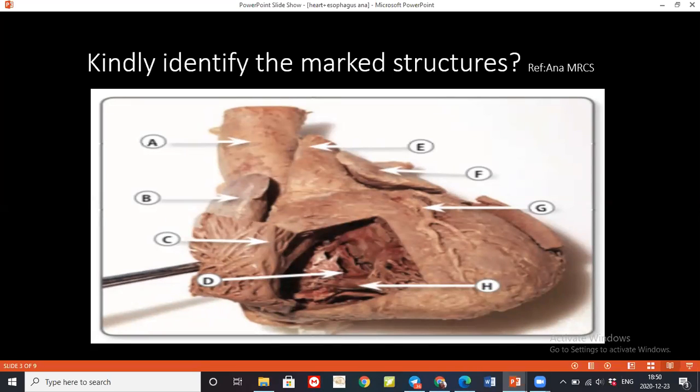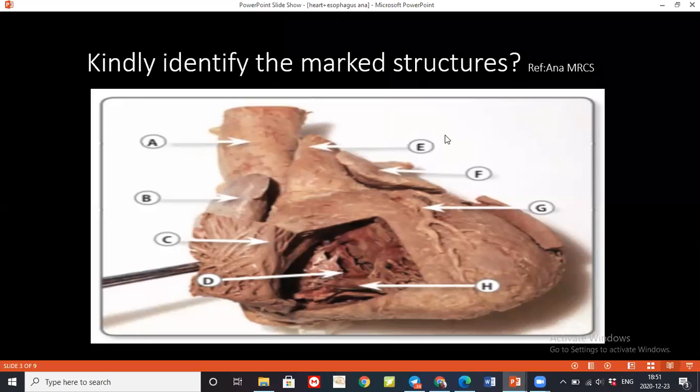Okay, what do the bulbus cordis and truncus arteriosus give rise to in adults? The bulbus cordis gives rise to the primitive ventricle. Yes. And the cranial part of the bulbus cordis gives rise to the coronary artery, and the truncus arteriosus to the aorta and pulmonary trunk.